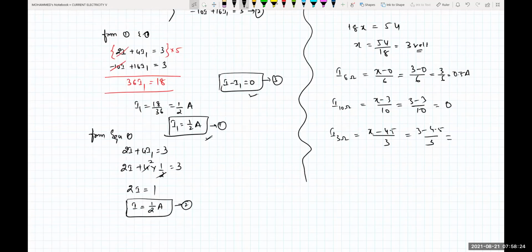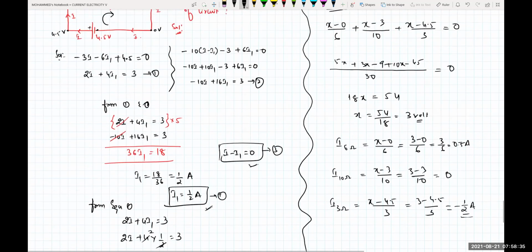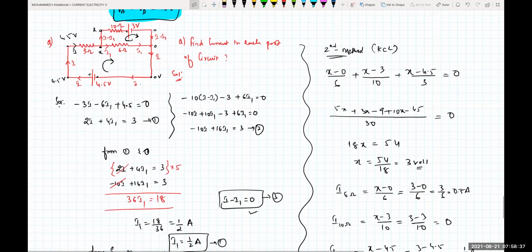Minus half means the direction of the current we assumed should be opposite.